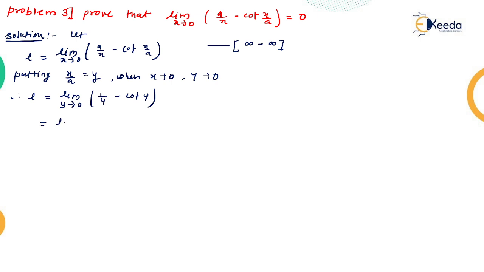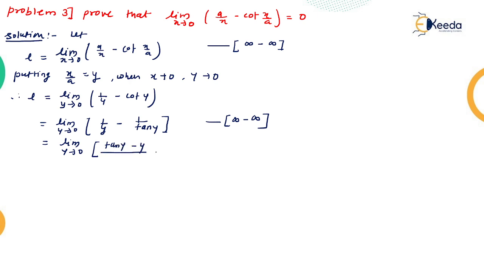So this takes the limit as y tends to 0. Now this is totally converted into y. So this is 1 upon y, and cot y can be written as 1 upon tan y, the reciprocal of tan y. I hope you understand this. So again it takes the infinity minus infinity form. So we have to solve this bracket as y tends to 0. Inside the bracket, the calculation is tan y minus y divided by y tan y.